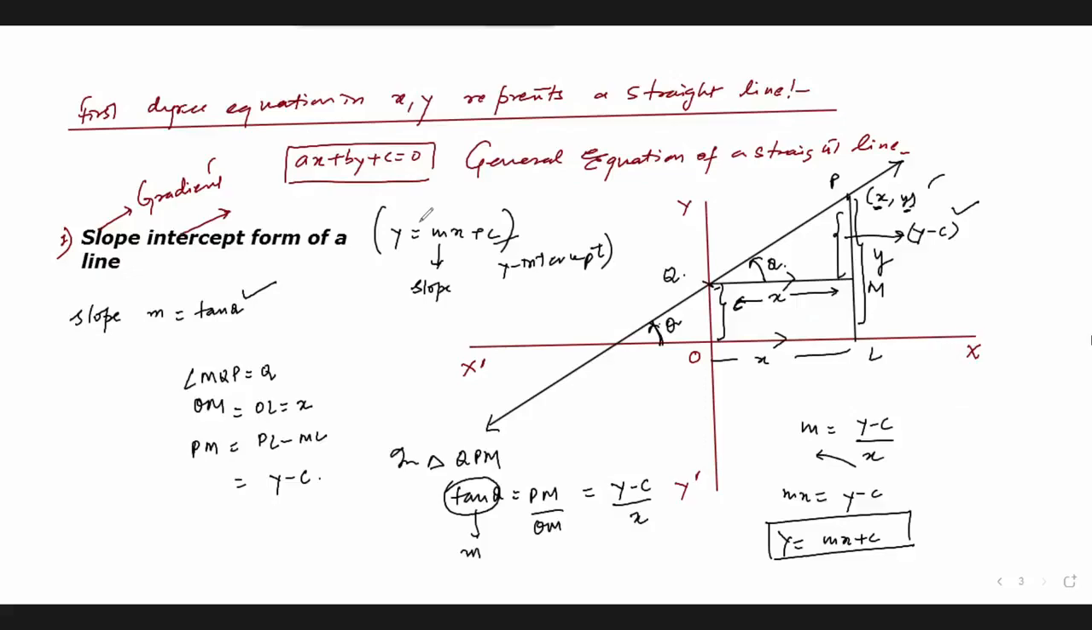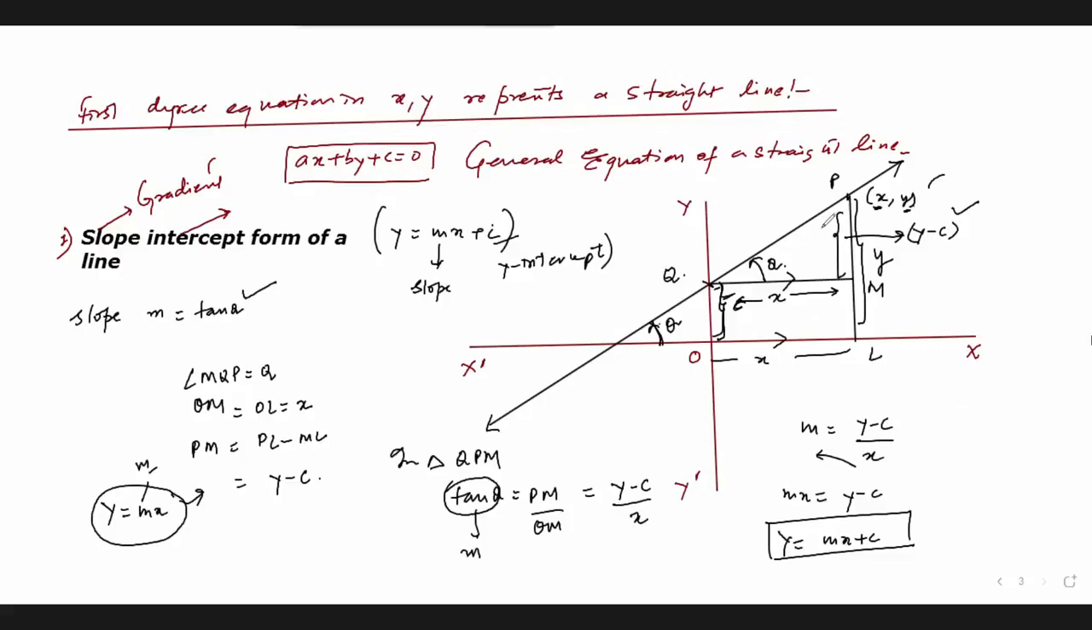Now one thing more: if a line passes through the origin, then what will happen? The y-intercept c will be equal to 0, because this distance will be 0, as my line is not making any intercept on the y-axis. So if I make c equal to 0, the equation of the line becomes y equals mx, where m is the slope of the line. Any line which is passing through the origin will not have any intercept.